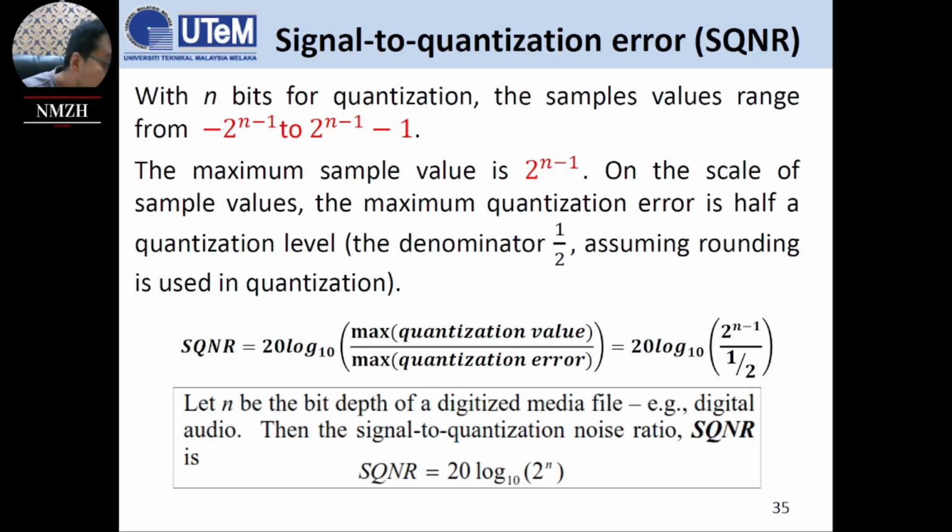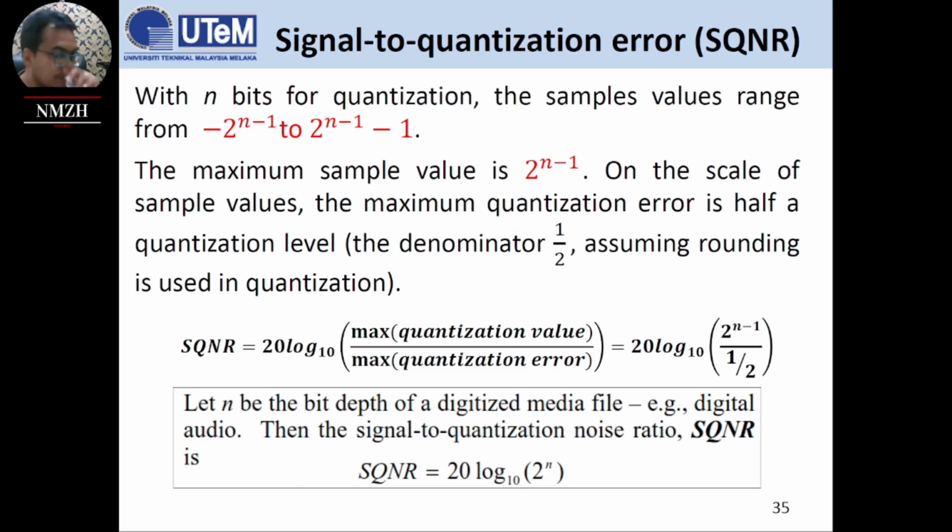Minus 2^(3-1), meaning minus 2 power 2, right? So meaning minus 4. So minus 4 to 2^(n-1) minus 1, which means 2 power (3 minus 1), 2 power 2, 4. So 4 minus 1 is 3. So for this particular 3-bit number, the range is from minus 4 to 3.